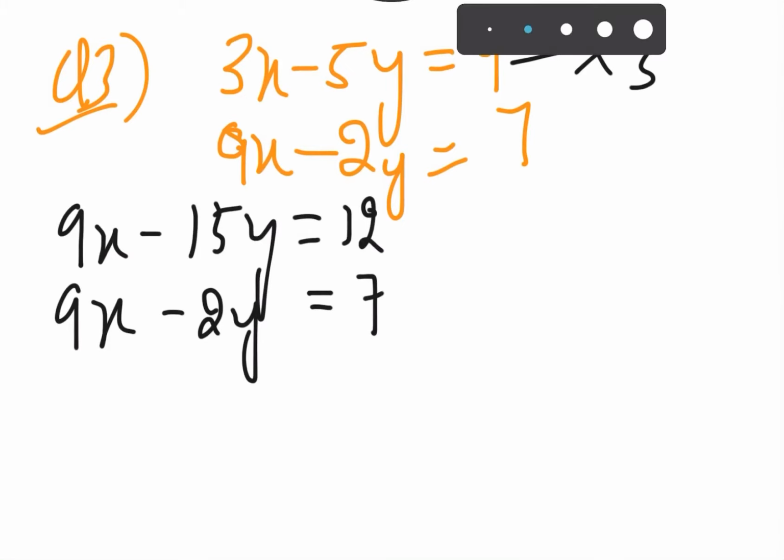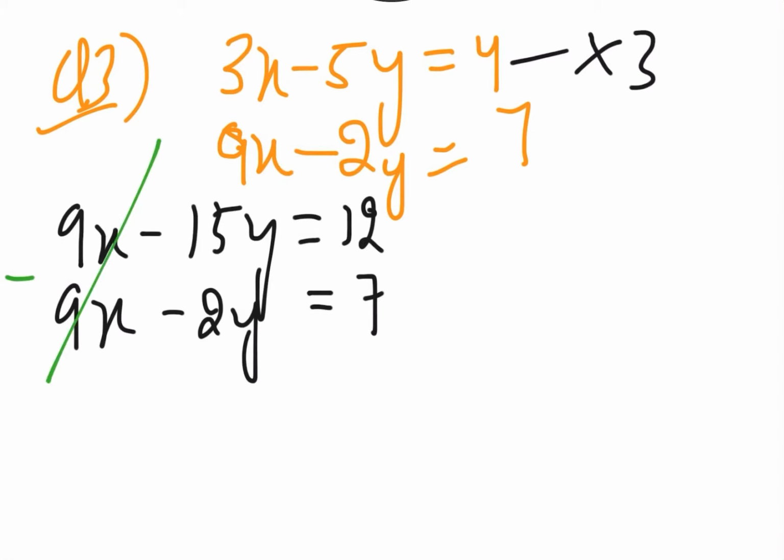Okay, 9x and 9x, if I subtract the equations, 9x and 9x will get cancelled. So this gets cancelled on subtracting both the equations. Minus 15y minus of minus 2y. Again, this is another point of error. Minus is here also. Minus minus becomes plus. So minus 15y plus 2y means minus 13y. Okay, isn't it?